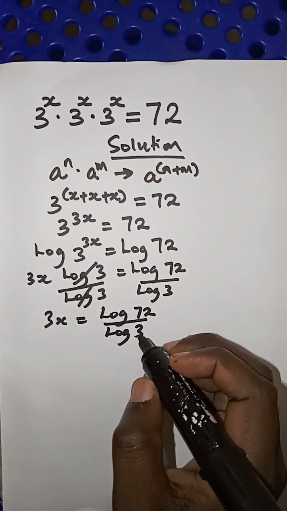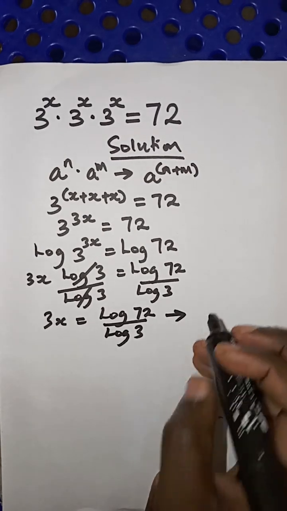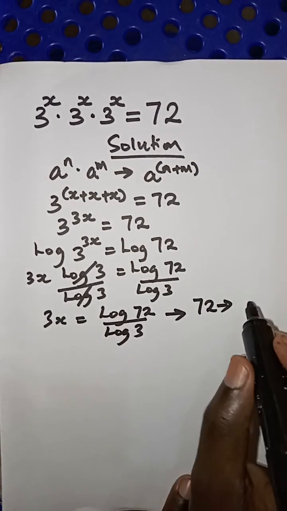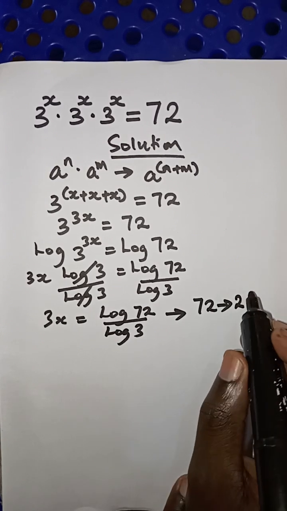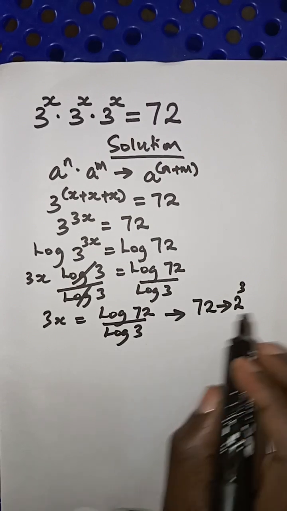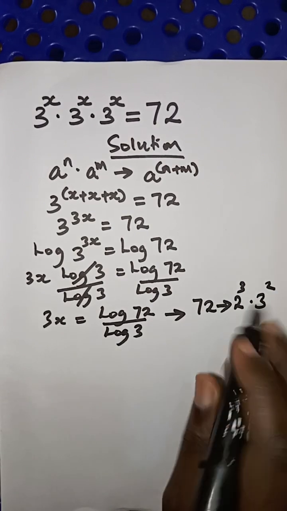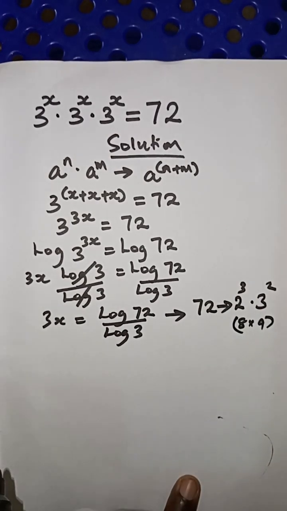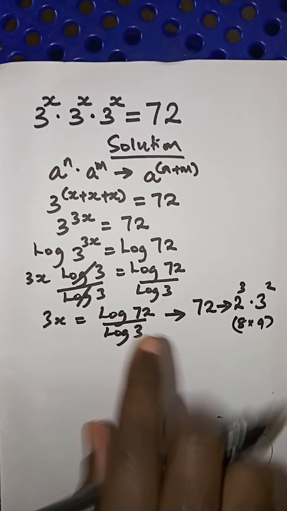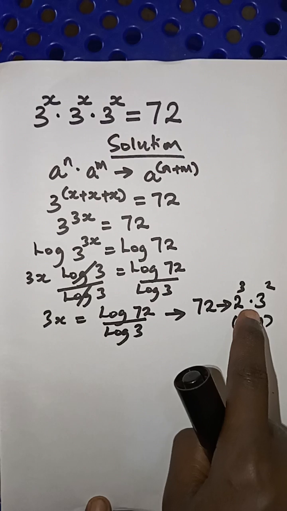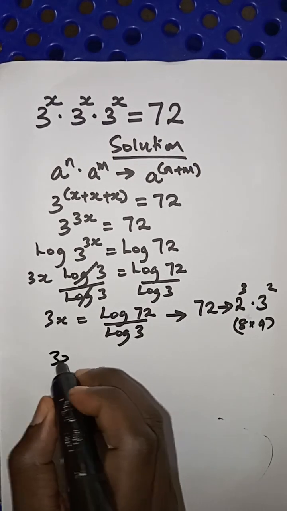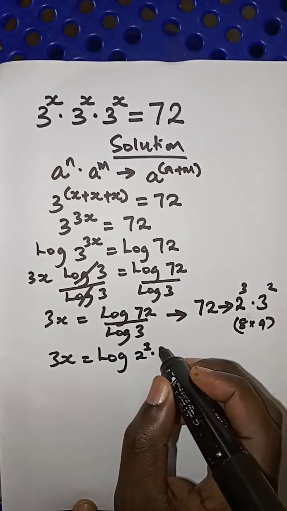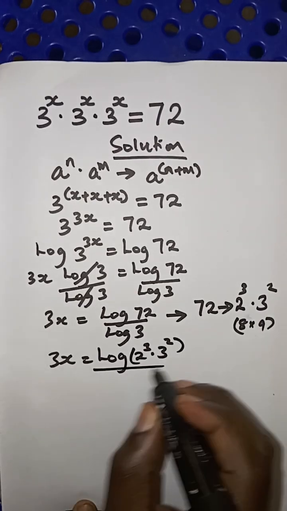From here, it is very easy to see that 72 can be written in terms of its factors as 2 power 3 multiplied by 3 squared. Of course, this is 8 times 9. So I'm going to write 72 as 2 power 3 multiplied by 3 power 2. So I have 3x equal to the log of 2 power 3 multiplied by 3 power 2, divided by the log of 3.